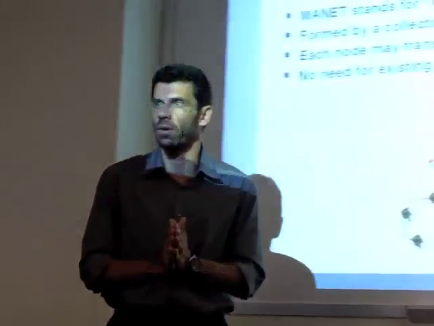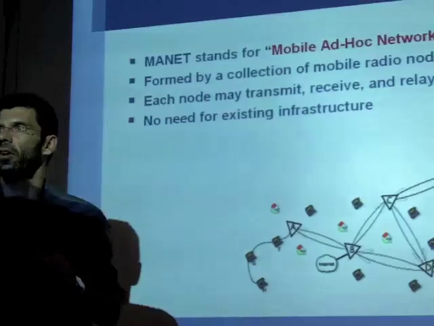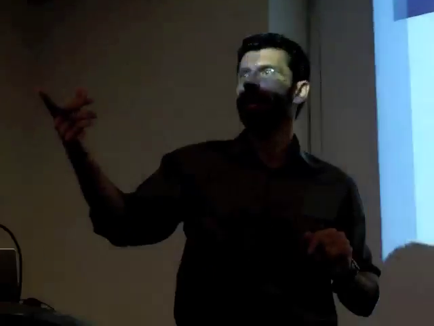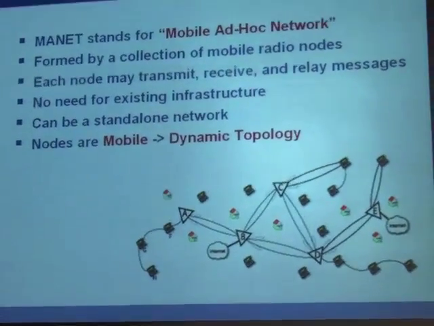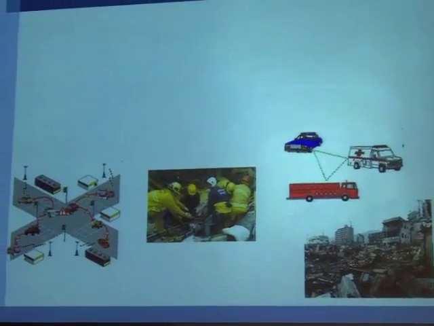All the telecommunications that you know now use the base station, right? And you communicate through the base station. Typically, when you want to call him, even if you sit next to each other, you will take your device, your device will contact the base station, and then through the base station, it will contact him, right? So they need the infrastructure. Here, we don't need any kind of infrastructure. And that's why it can be a standalone network. What's the difference? The nodes are mobile, which means that we have a very dynamic topology. So now I will try to make you guess applications. Okay, guess.